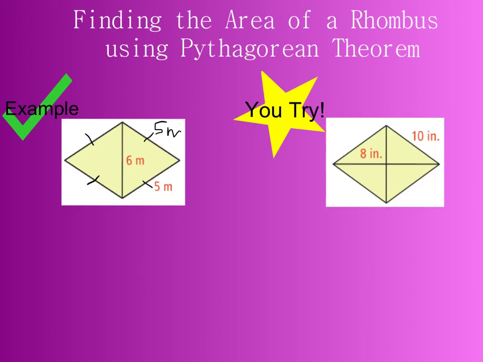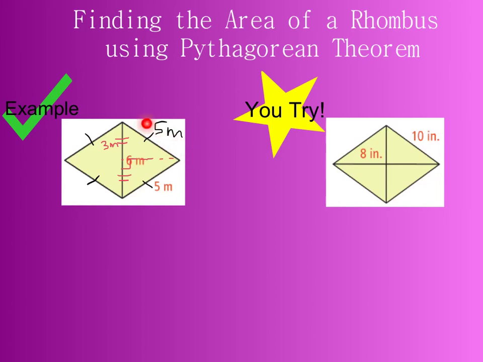Now the other thing that I know is if I drop a line straight down through this picture, that's going to be a perpendicular, and it is the perpendicular bisector of this diagonal. So if that whole diagonal was 6, I now have this piece here being 3 meters. Now I can use Pythagorean theorem because I have this triangle right here. I have 3, an unknown side, and 5.